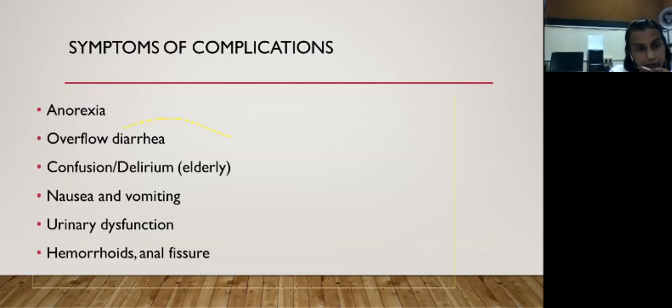That is the symptoms of constipation, but when it goes into complications, you can have anorexia and overflow diarrhea. I mentioned overflow diarrhea. Basically, the patient is constipated, and then when you remove the obstruction, the patient will have profuse diarrhea. That is not diarrhea or loose stools, that is overflow diarrhea secondary to constipation. Then in elderly people, you can have confusion and delirium. Then you can have nausea and vomiting. Also urinary retention and urinary dysfunction, and sometimes it can lead to hemorrhoids and anal fissure. Next slide.